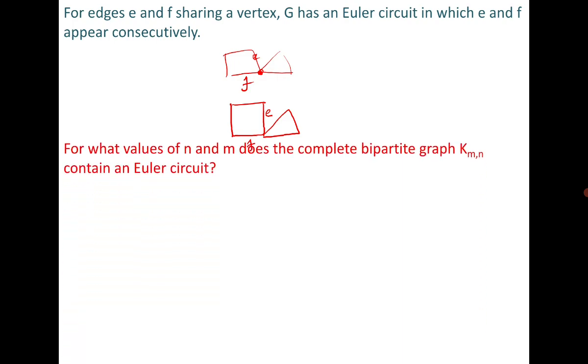For what values of m and n does the complete bipartite graph contain an Euler circuit? Which means when the complete bipartite graph is Eulerian. So if all the vertices have even degree, then of course it is Eulerian.